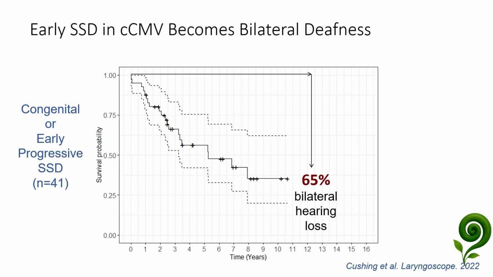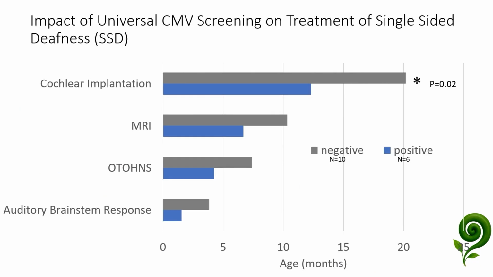At the Sick Kids experience, a third of families with babies with single-sided deafness choose to move forward with CI, but of those kids with confirmed congenital CMV, 81% actually will move to an implant. And that's really important because if we look at the progression of the disease, 65% of those unilateral kids develop bilateral hearing loss. The other benefit of an early screening program is we know that the earlier, the better. Kids who test positive for congenital CMV actually get implanted about 8 months sooner. They have access to MRI scans, ABR, and ENT consults much sooner.